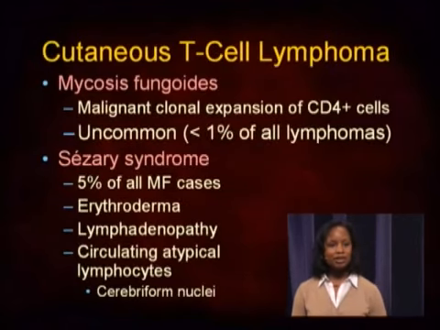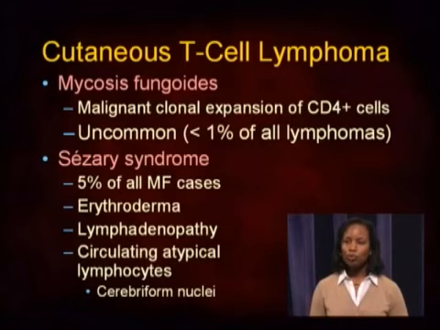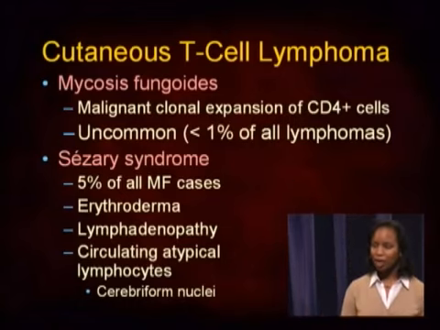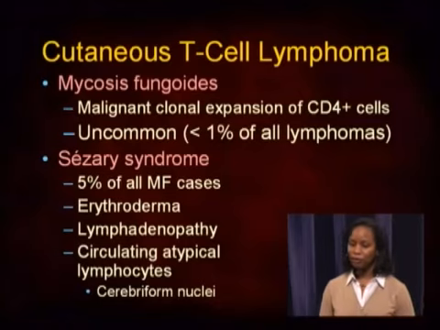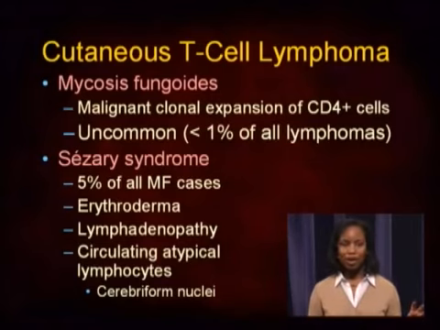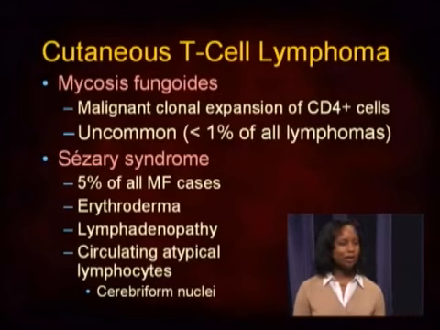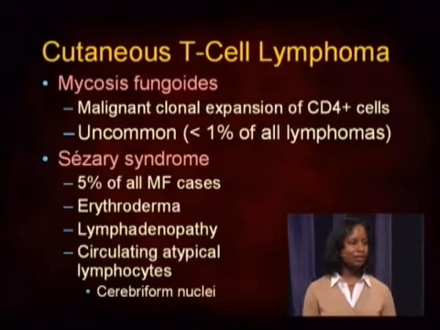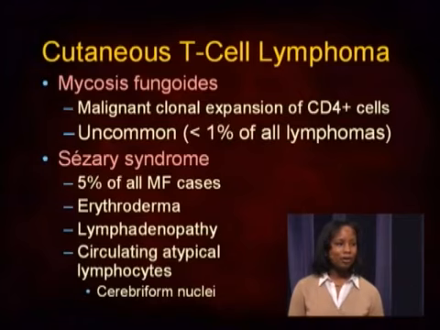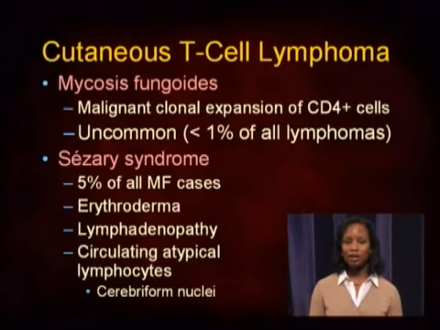Next up is cutaneous T-cell lymphoma. So we've kind of moved out of the realm of ultraviolet-induced skin cancers, and now we're talking about T-cell lymphoma, a form of lymphoma. Mycosis fungoides is one particular type of cutaneous T-cell lymphoma, and this is caused by a clonal expansion of CD4 positive T cells in the skin, and it's pretty uncommon, although in a busy dermatology practice we see it pretty regularly.